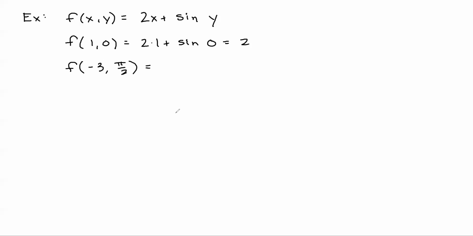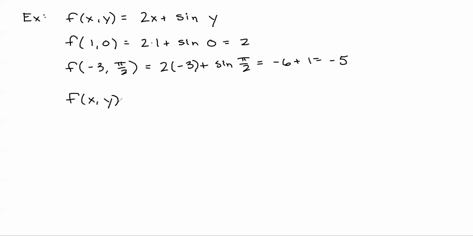Okay, so if we plug in -3 and pi over 2, you can see I've put a -3 where the x is, I put a pi over 2 where the y is, so we're going to do the same thing on the other side of the equal sign here. So we're going to have 2 times -3 plus sine of pi over 2, which would equal -6 plus 1, which is -5. Okay, and so there's an example of a function, and we plug some stuff into it. That's how it works. Let's try another one.